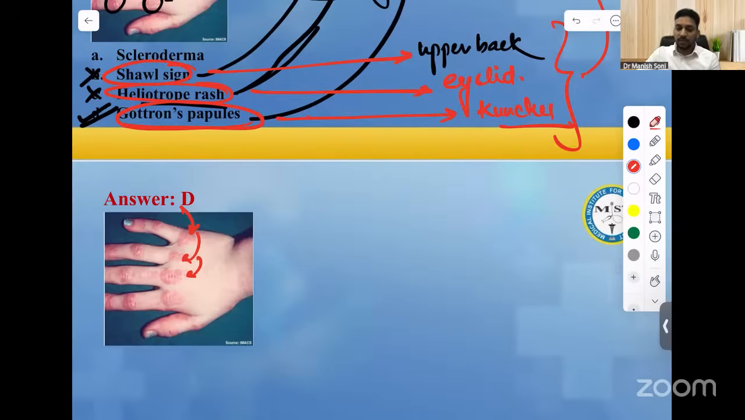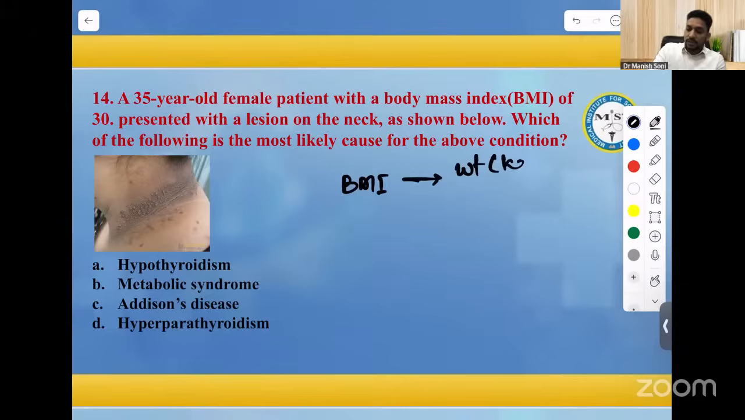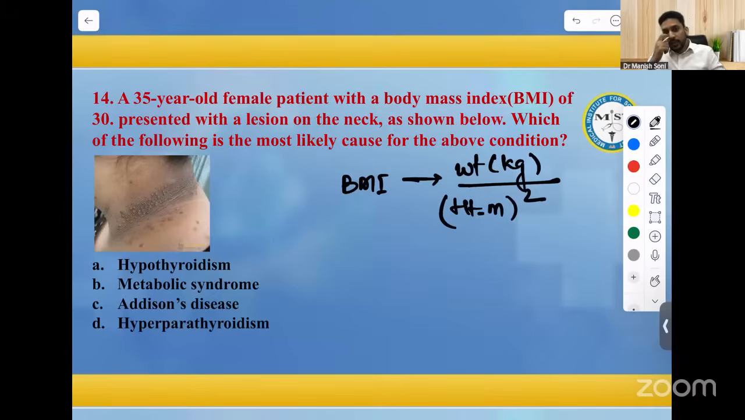Now, a 35-year-old female presents with a high body mass index. High body mass index means the weight of the patient is more in respect to the height of the patient. So what is BMI? It is weight in kg upon height in meter square. So BMI is high, which means the patient is obese.